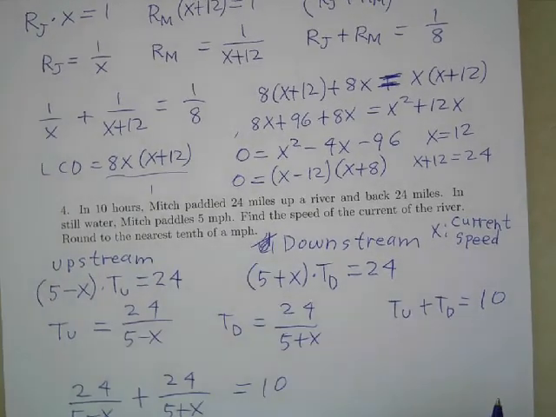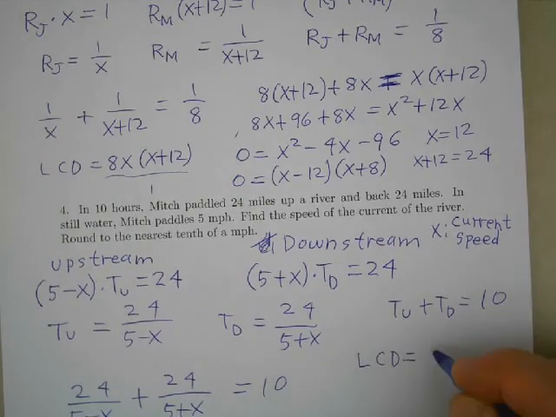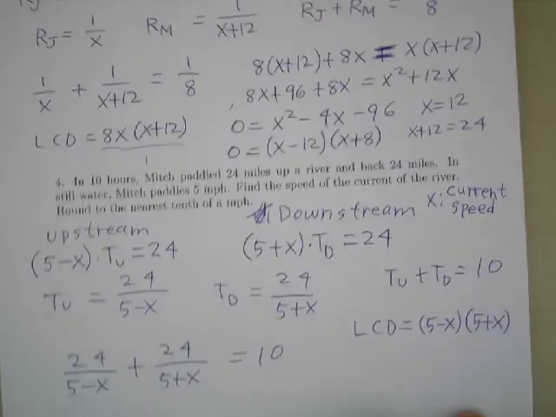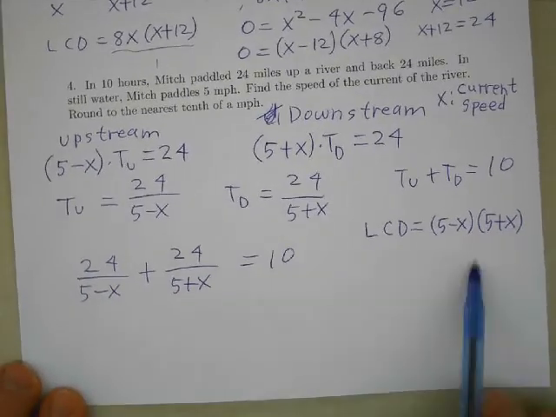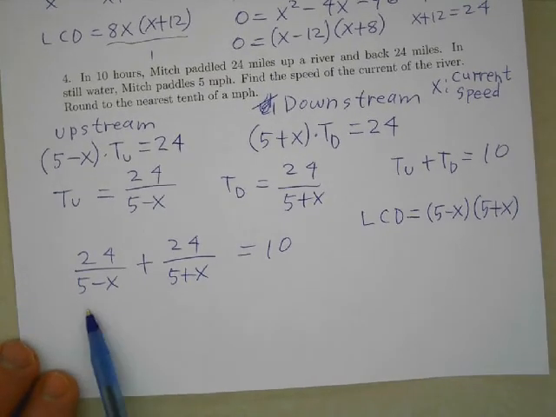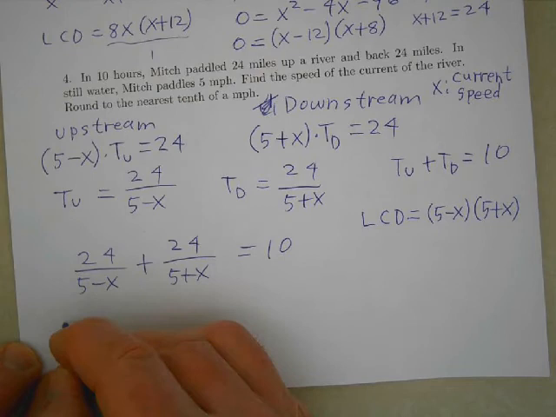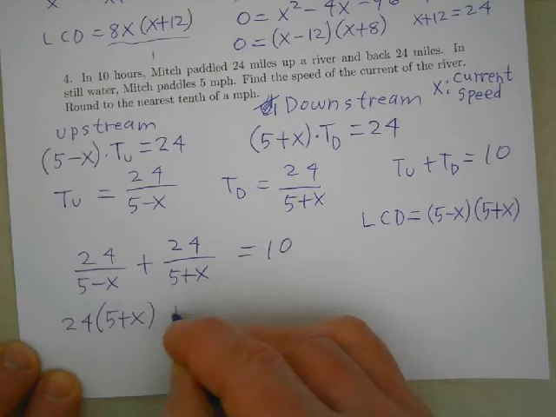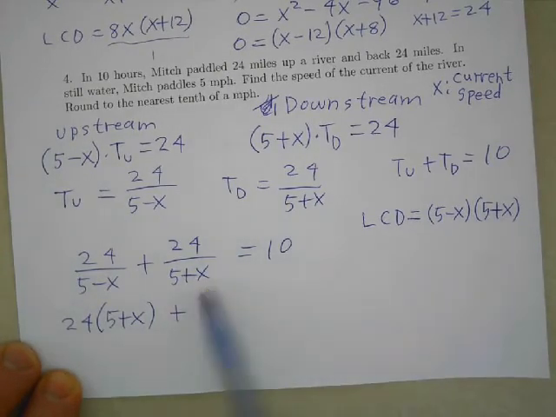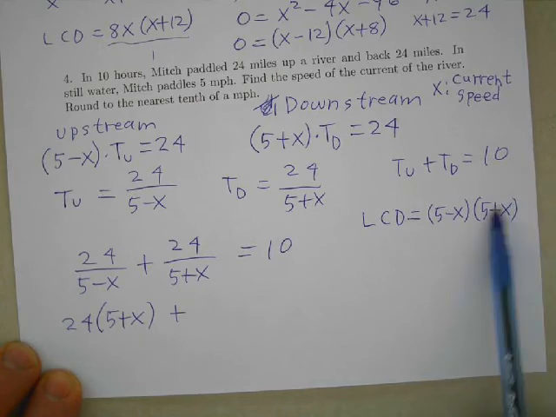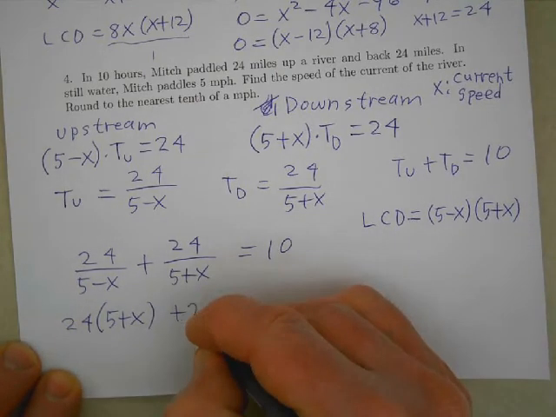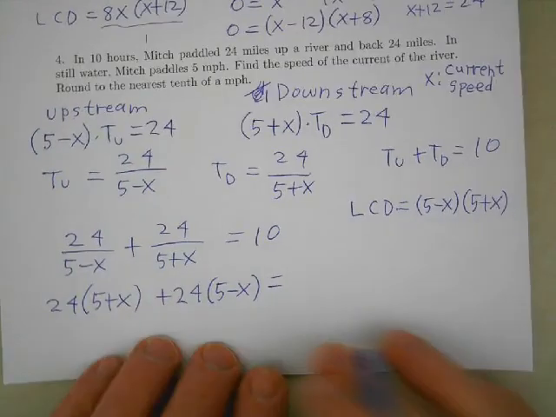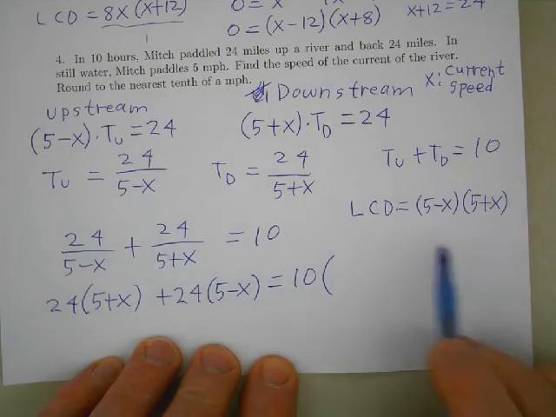The least common denominator is just 5 minus x times 5 plus x. So we multiply every term on both sides by the least common denominator. In this first product, the 5 minus x factors cancel, so we're left with 24 times 5 plus x. Then we add that to 24 over 5 plus x times the least common denominator. This time the 5 plus x factors cancel, so we have plus 24 times 5 minus x. And on the right-hand side, we have 10 times the entire product.